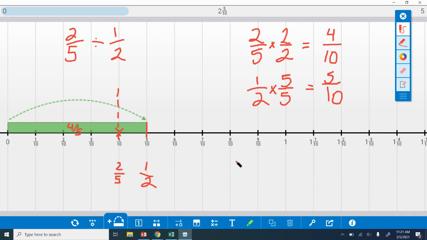So 2/5 divided by 1/2, we said that 4/10 is equivalent to 2/5. And we said that 5/10 is equivalent to 1/2. And let's check our denominators. 10 divided by 10 is 1. We know we can divide anything by 1 and not change the value of that number. So 4 divided by 5 is 4/5. And 4/5 divided by 1 is 4/5. And that matches the answer we got with our number line strategy.